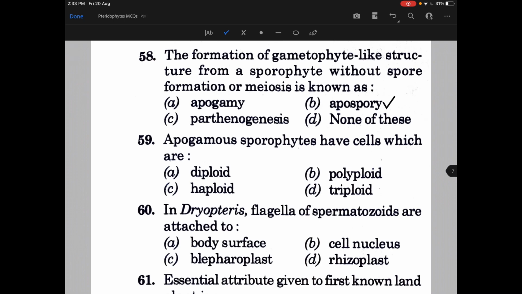Next, apogamous sporophyte have cells which are dash. The answer is C, that is haploid. Next, in Pteris, flagella of spermatozoids are attached to dash. The answer to this is C, that is blepharoplast.